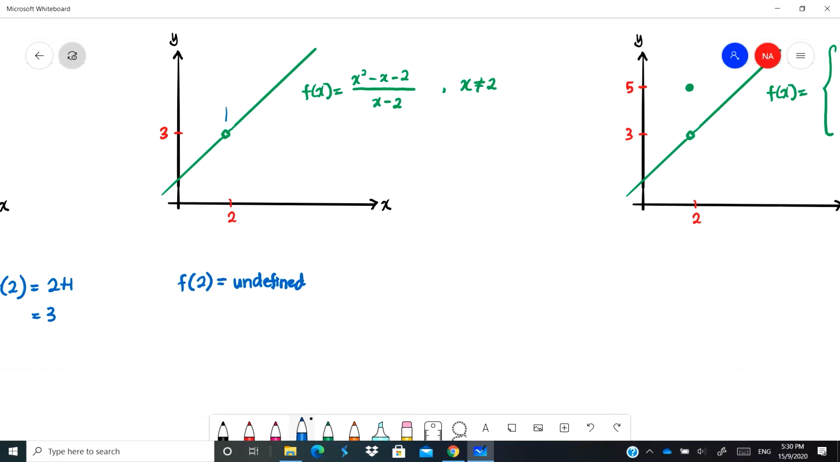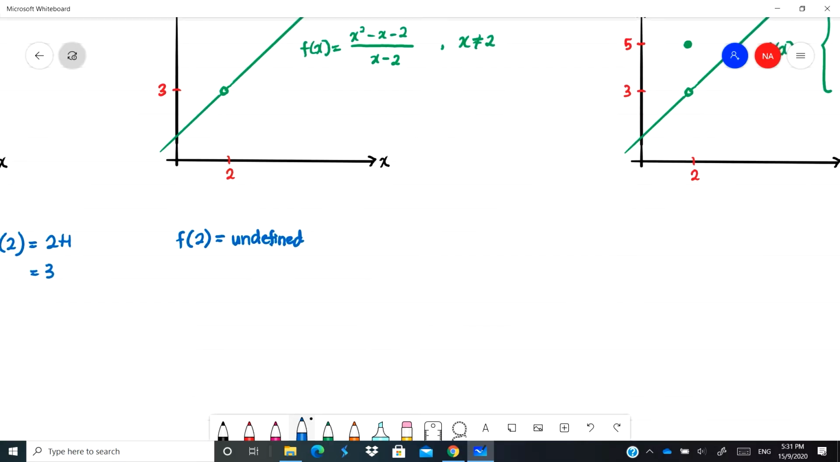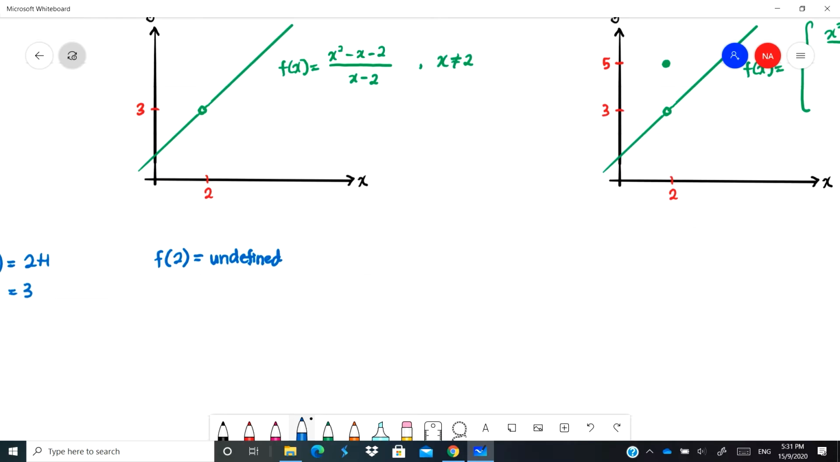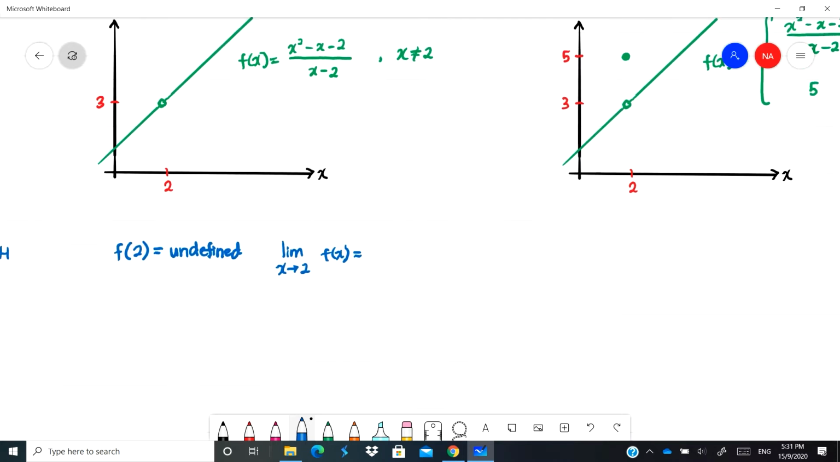But can you find the limit of the function as x approaches 2? Of course you can in this case. Let's say I want to find the limit as x approaches 2 of f(x). In this case, the limit as x approaches 2 of the function f(x) is defined by this function: x squared minus x minus 2 over x minus 2.